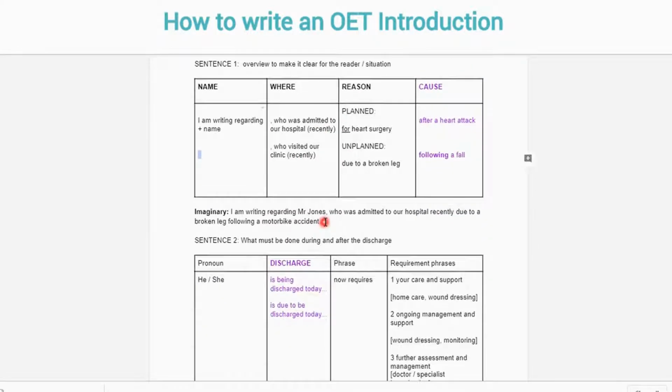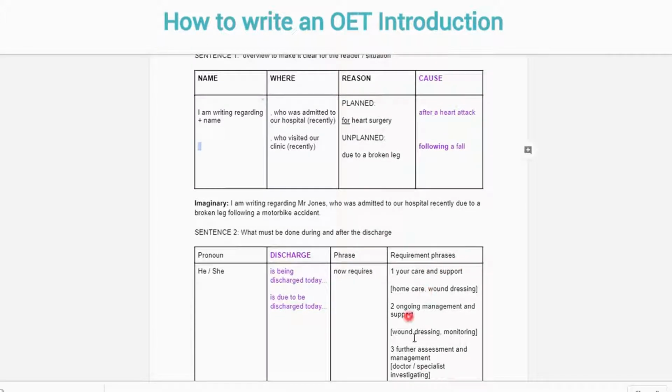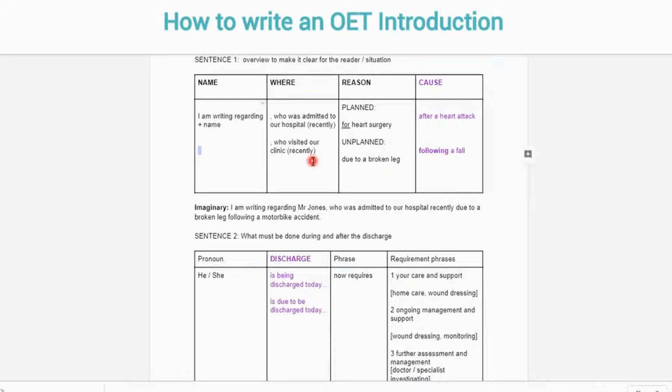Now obviously in the exam you have to find the information in the case notes, but really all you need to know is where. You need to know the reason, and cause if necessary. You need to know if it's a discharge, and you need to have a good phrase for summarizing the next thing that needs to be done. Okay, so I'm now gonna ask some of our students to give us 2 introductions from their imagination.